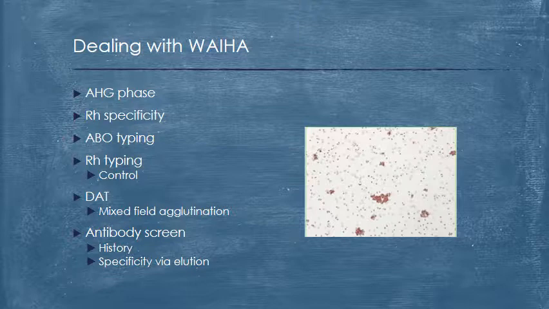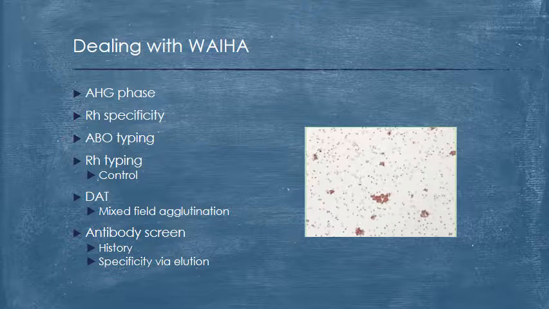Now, there's nothing you're going to be able to do about the autoantibody in the patient's blood as far as transfusion goes. However, we do want to try and characterize it so that we can give them units that are negative for whatever they're reacting against. Okay. And you would remove that antibody, the autoantibody, by elution.